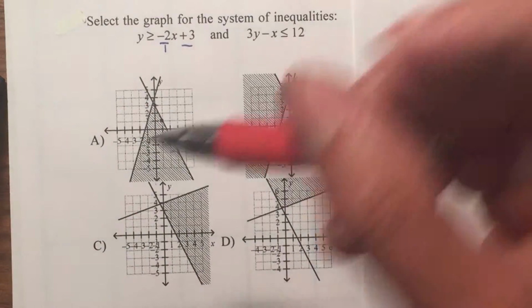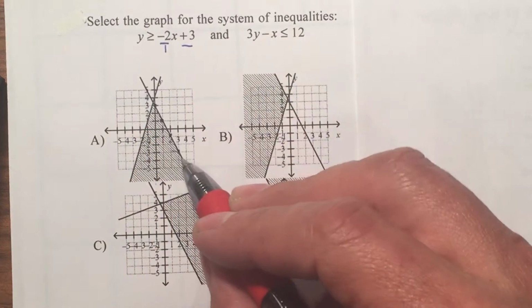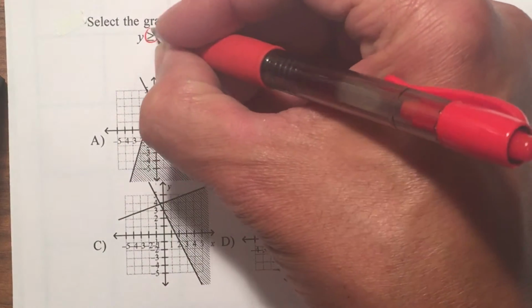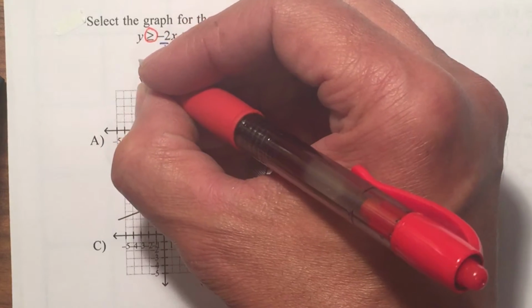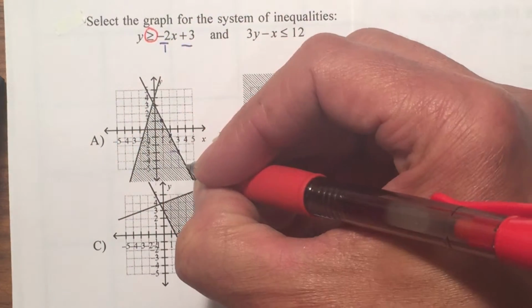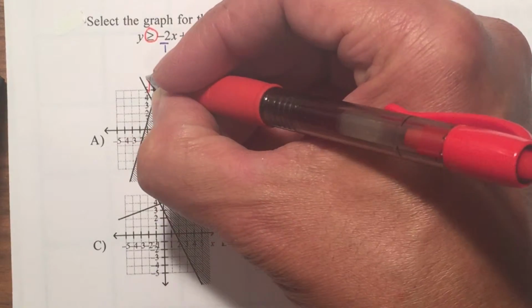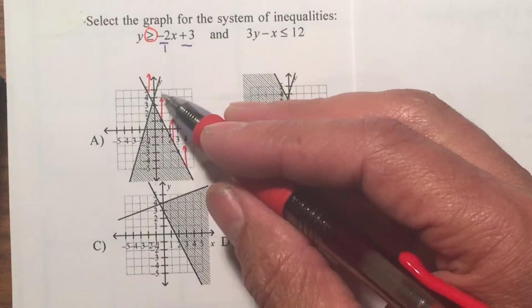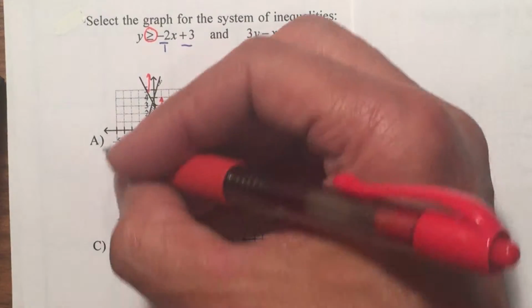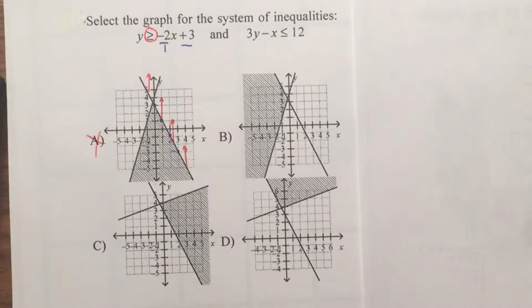And for the shading, notice that it has to be solid. And it is. It's greater than. So therefore we're going to be shading the top. So if it's greater, we have to shade the greater part, which is the top section. And notice that that one did not get shaded at all. So I know A is not an answer. Let's continue to letter B.